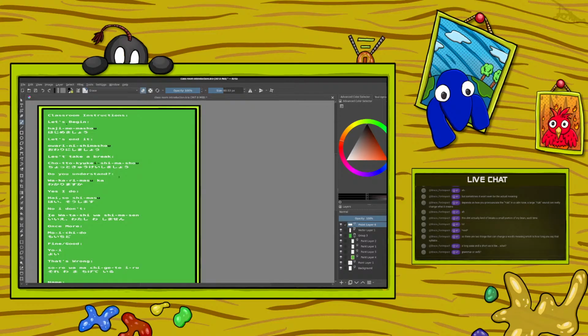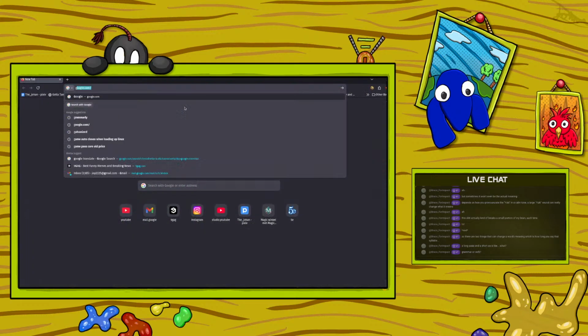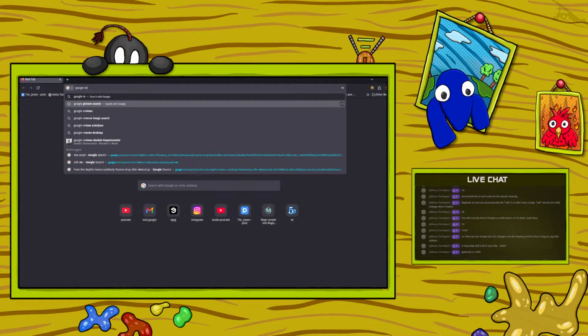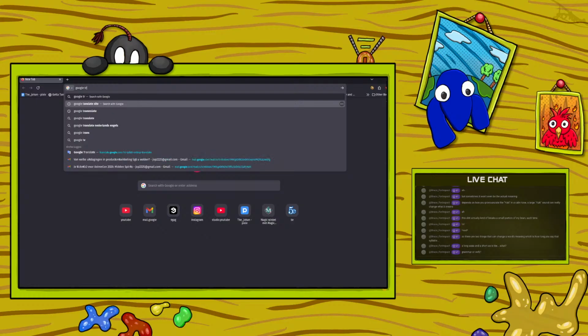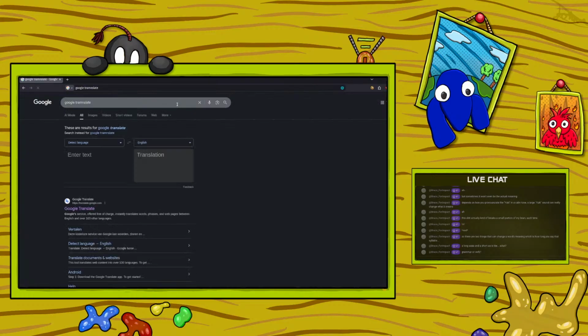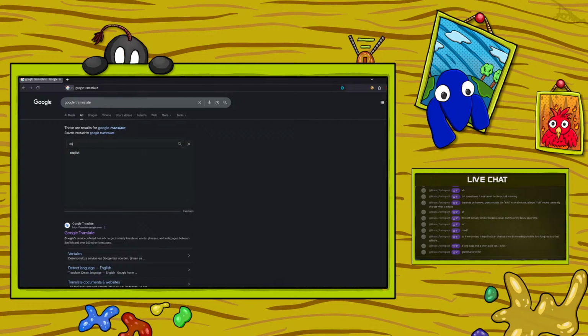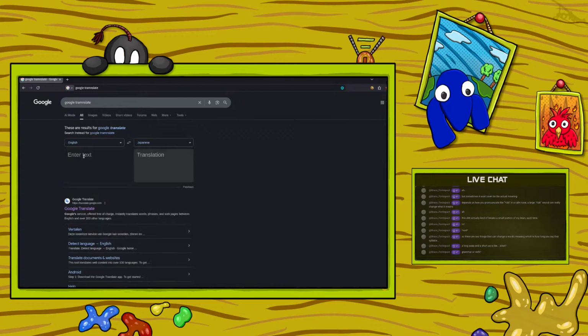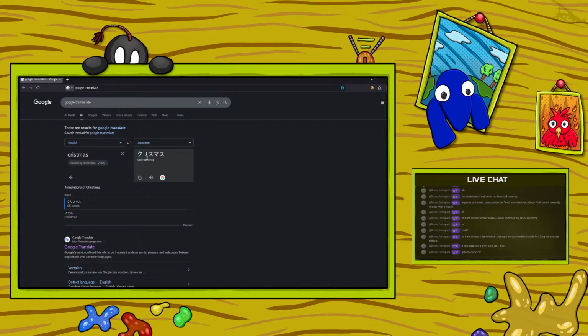So yeah, I think if I want to go for translation on that part, I'm gonna go here and type in Google Translate again. Oh, for fuck's sake. I can't type and look at the same time. Okay, so if I want to go for here. Okay, this is English. Yes. And I'm gonna go to Japanese. And then type in Christmas. There you go. Then you have this one.